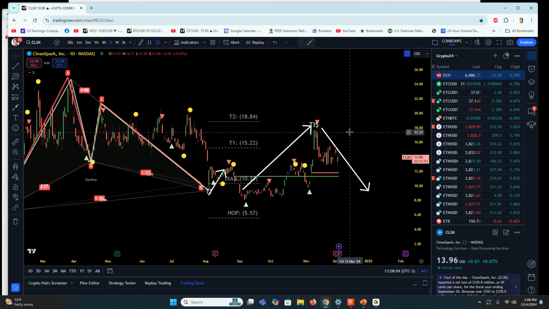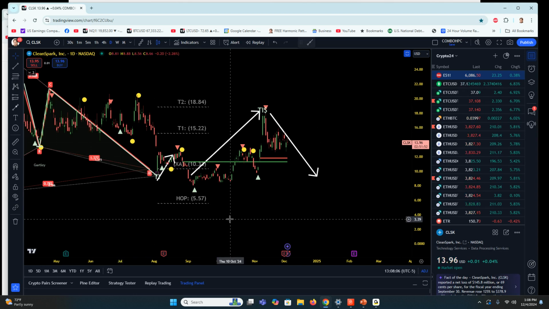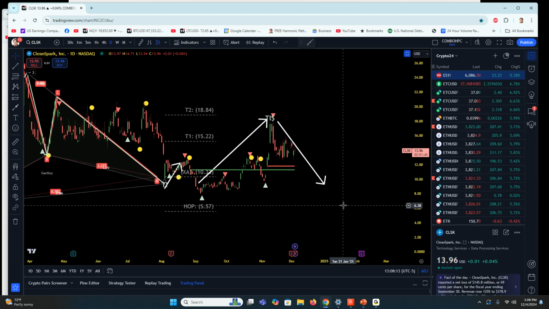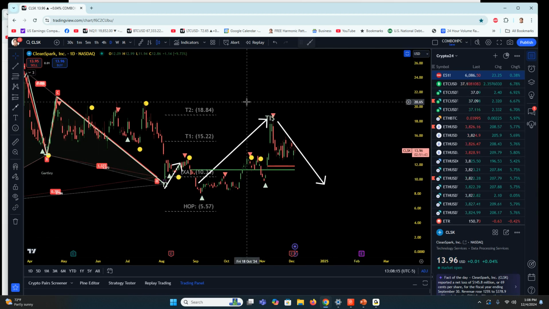But CleanSpark's another one where I know everyone's hopped up on the miners. Not yet. It's getting there, but 1033 is the mandatory retest level. I'm willing to let that go to be able to get it. Okay, let's go through what you guys have.